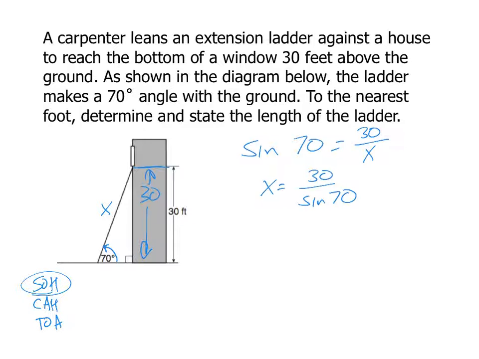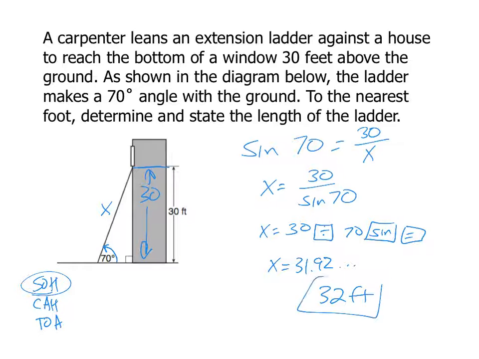Go to your calculator, type it in. So you're going to do 30 divided by 70, type sine, hit equals. You should get that x equals 31.92. So let's say the ladder's a 32-foot ladder. That might make sense.